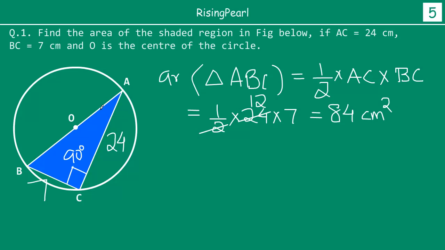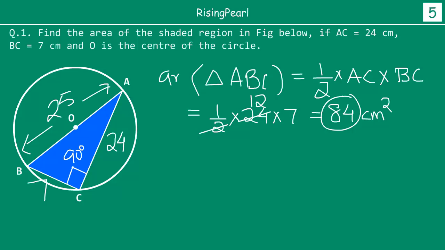Now I actually used half base times height to find the area, because that is the simplest. I could have actually found the same value using Heron's formula as well. So what we have done, friends, is that because the length AB is 25, which we have found out using the Pythagoras theorem, we have found out both the areas.